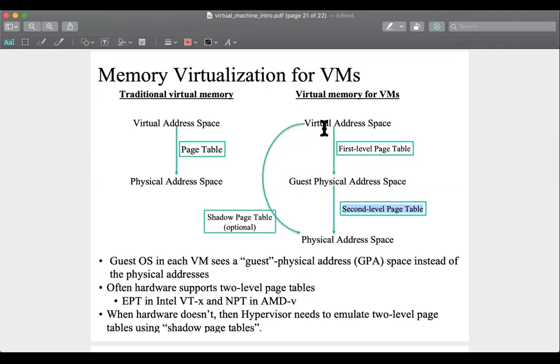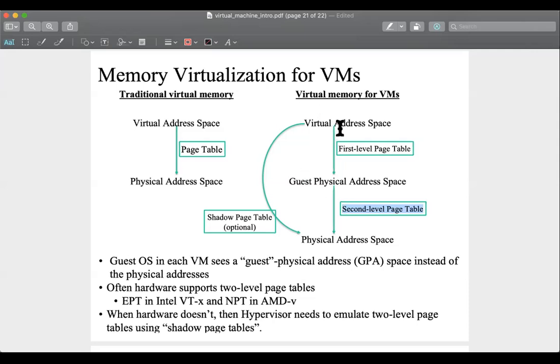The first level page table is handled by the guest operating system, the OS inside the VM, whereas the second level page table is handled by the hypervisor, which is assigning physical memory to all the VMs. So now we have two page tables, and the hardware has to support these. The MMU has to understand that there are two page tables.